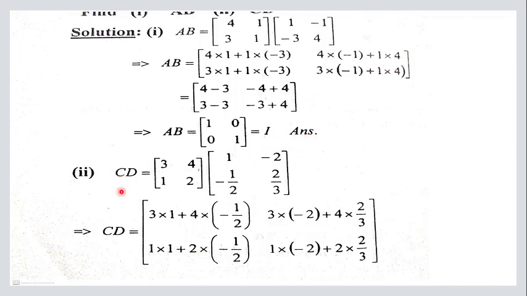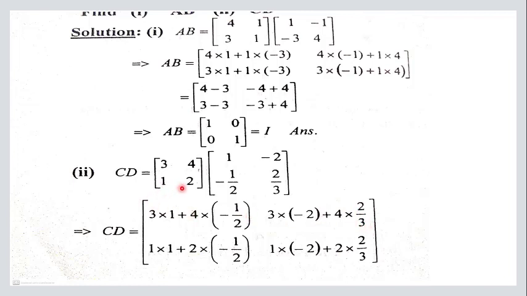Now coming to CD, the second question. Matrix C is [3 4; 1 2], and matrix D is [1 -2; -1/2 2/3]. First of all, we will take this first row and this first column. 3 multiplied by 1, then plus 4 multiplied by -1/2. Similarly, you need to give some space and then multiply this first row with the second column. 3 multiplied by -2, and then plus 4 multiplied by 2/3.